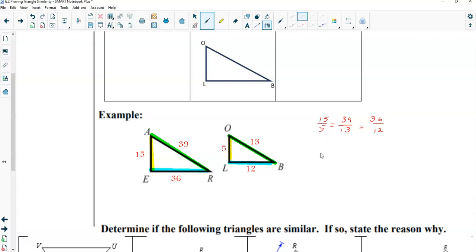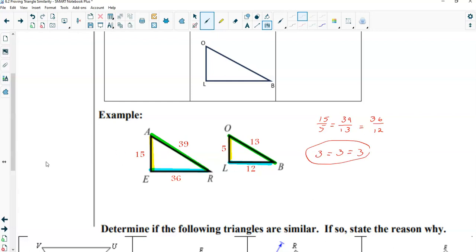Well, 15 divided by 5 is 3. 39 divided by 13 is 3. 36 divided by 12 is also 3. Notice the ratios are all the same. Therefore, the two triangles are similar to each other.